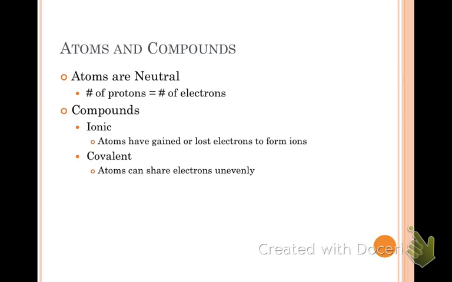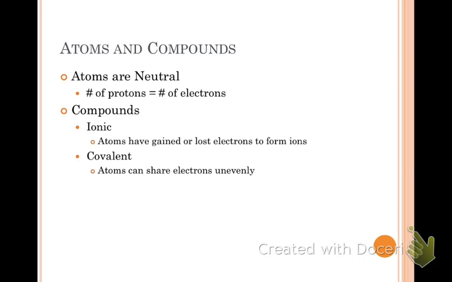So this slide is review. Atoms are neutral because the number of protons is equal to the number of electrons. Protons are positive, electrons are negative. So when you have the same number of positive charges and negative charges, overall it's going to be 0 or neutral. In compounds, however, atoms will gain or lose electrons or share electrons. So their electron numbers may not always stay the same.